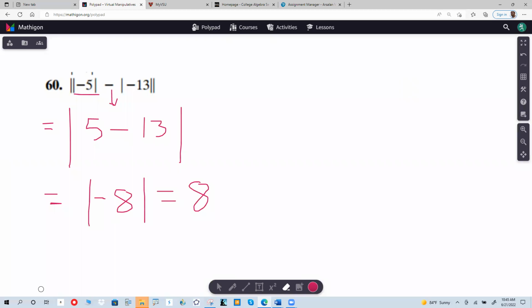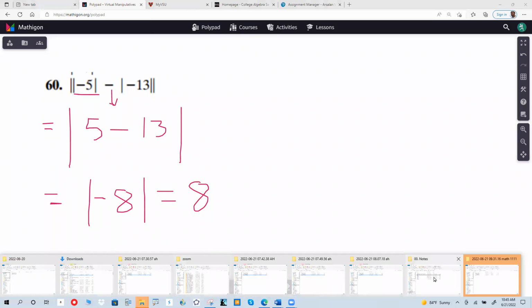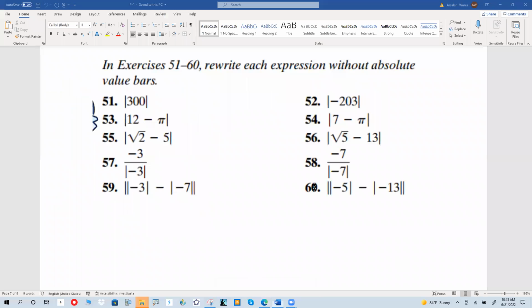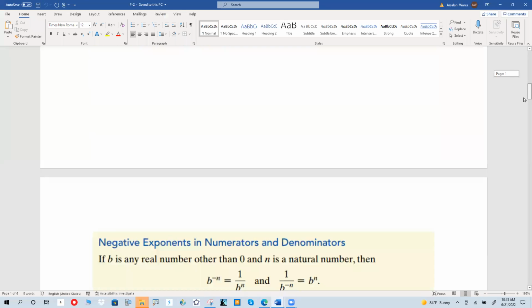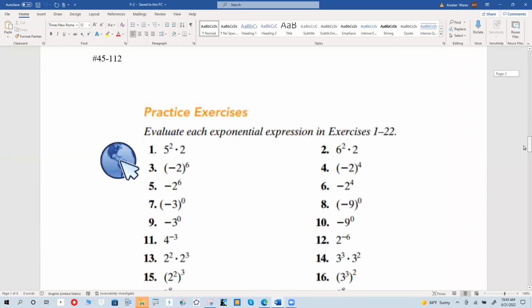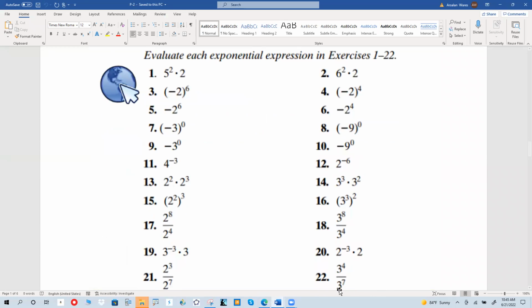Do you want to look at P2? Yeah, we can look at P2 now. I'm going to scroll slowly. Here are the problems. Pause here a little bit.